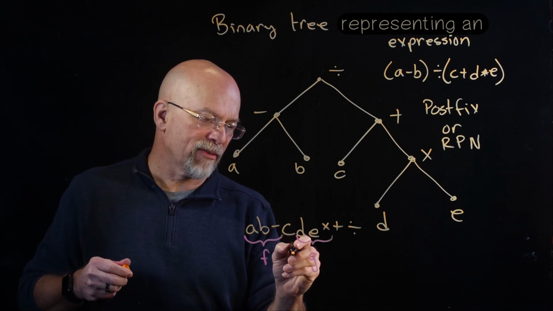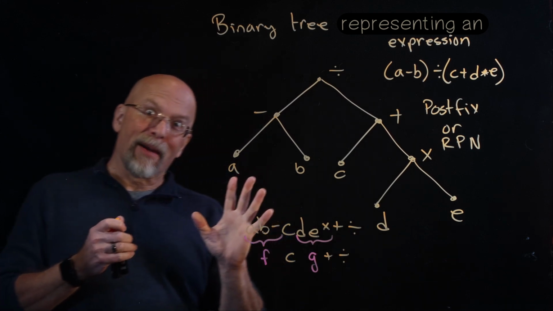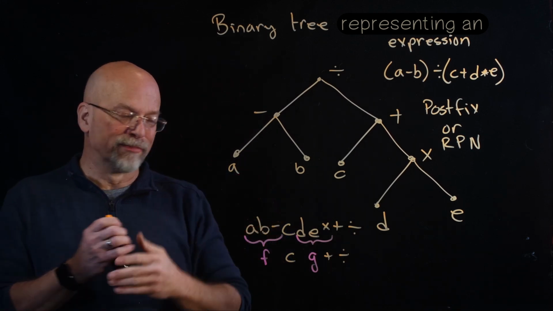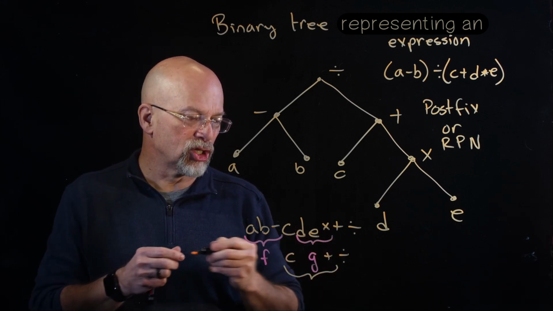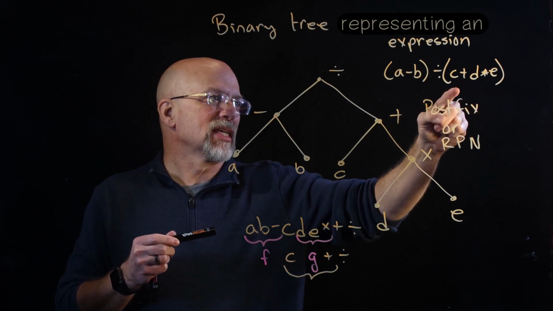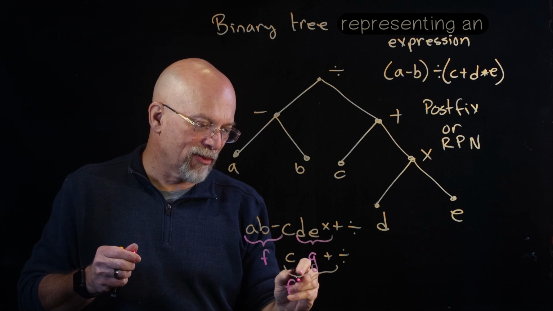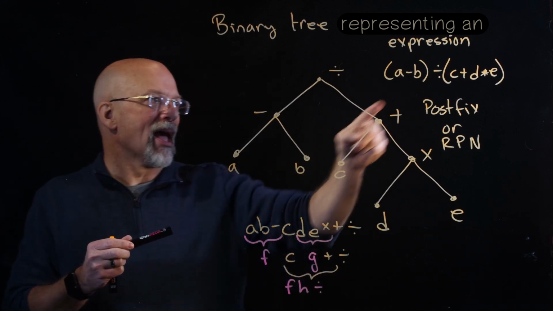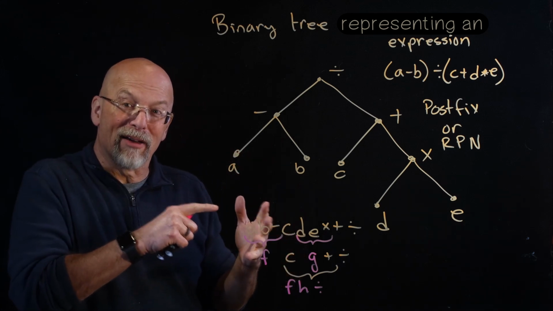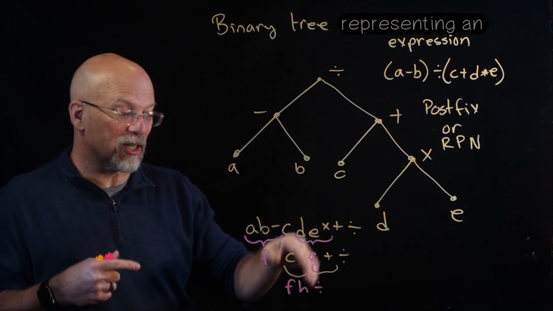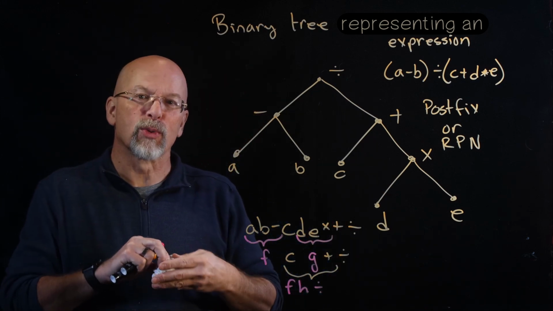So that would be F, and then the result of this operation would be G. And now you have FCG plus divides. Do you see that pattern again? Operand, operand, operation, CG plus. So then you add C and G together and you put the result in. Maybe that's H, and now we have FH divides. It makes it so we don't have to have the parentheses included in our expression, because the order of operations is already preserved by the order in which we traverse this tree.